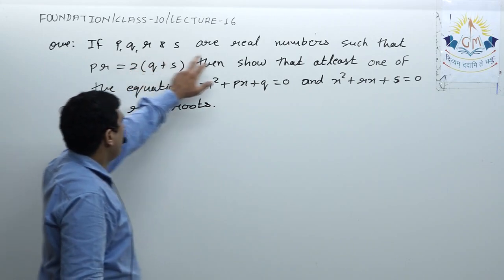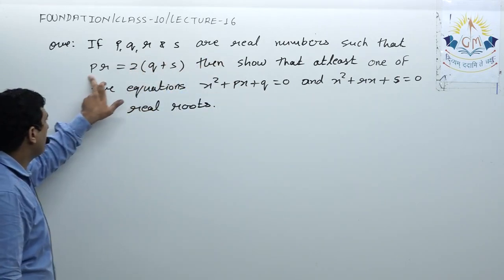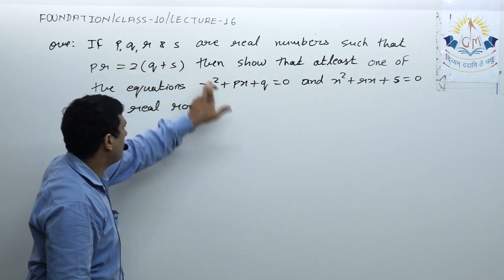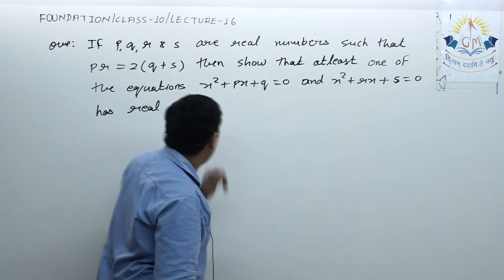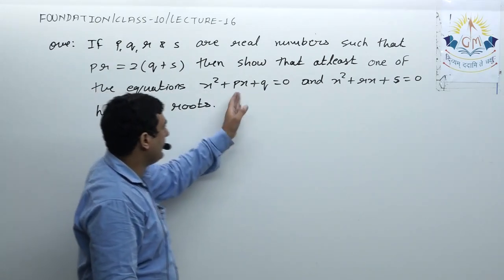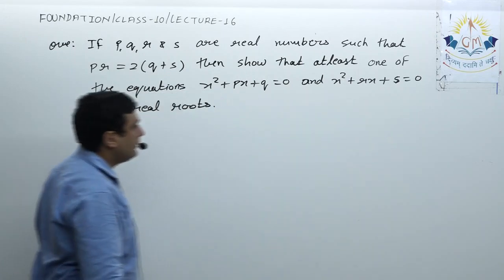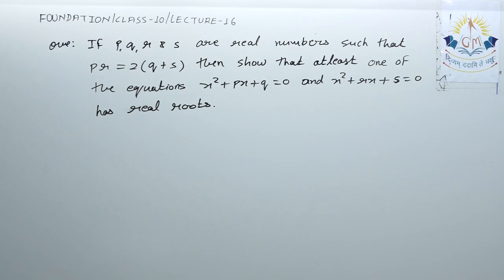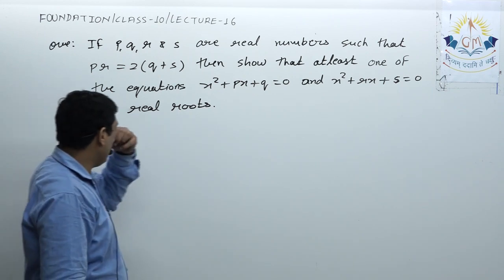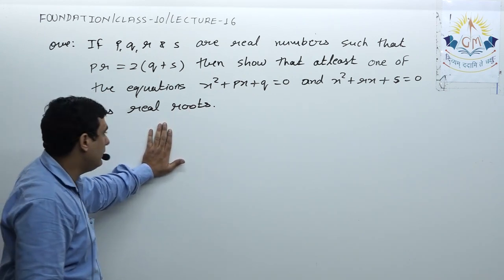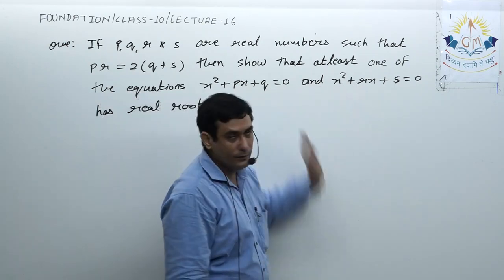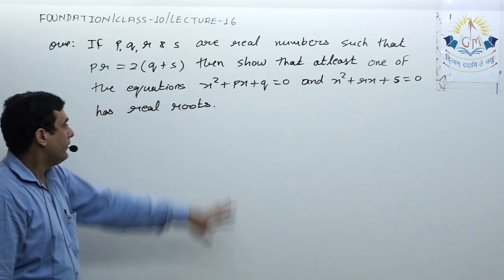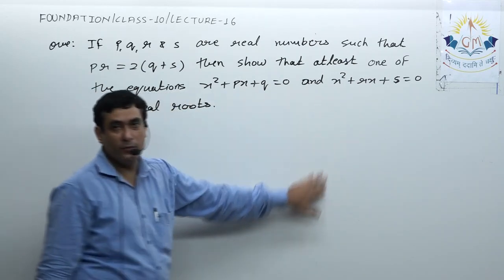Okay, so p, q, r, s are real numbers, that is given, and the condition given is pr equal to twice of q plus s. Then what you have to show is that among these two equations, definitely one equation has real roots, might be this or might be this. So try for a while, then I will give you its solution. The hint that I can give you: definitely we are talking about the nature of the roots of the given equations. That means first of all find the discriminant of these two, then we'll see what we can do.